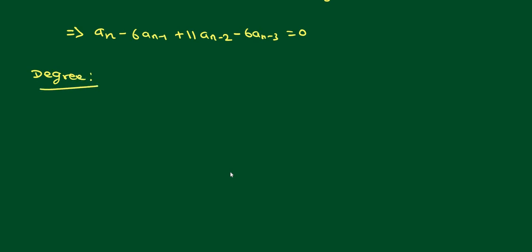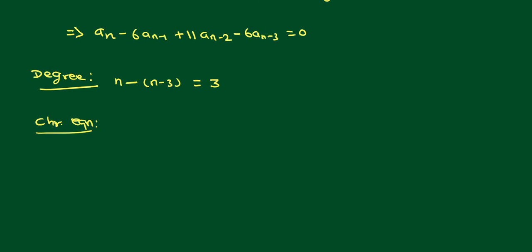To find the degree, as I told earlier, in those a values, I want to identify the maximum suffix value and the minimum suffix value. I find that the maximum suffix value occurs here, that is a_n, and the minimum suffix value is here, a_(n-3). So you subtract n minus (n minus 3). Then n cancels, and you get the degree 3. If the degree is 3, it means the characteristic equation has order 3.